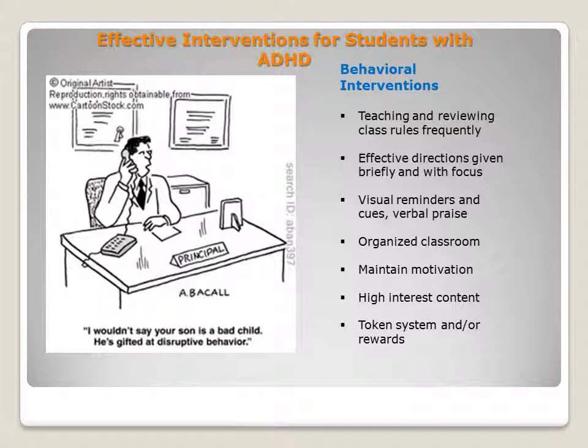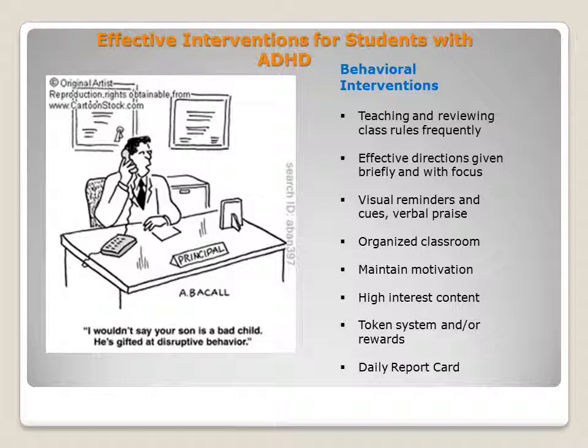A token system can be anything from points to stars, happy faces, certain check marks. All of that can help, and once the points add up, it leads to rewards that a student has already expressed a desire for. If the student knows this type of reward is waiting for them, then they're going to work hard to get to it. So this kind of system is helpful with behavior.